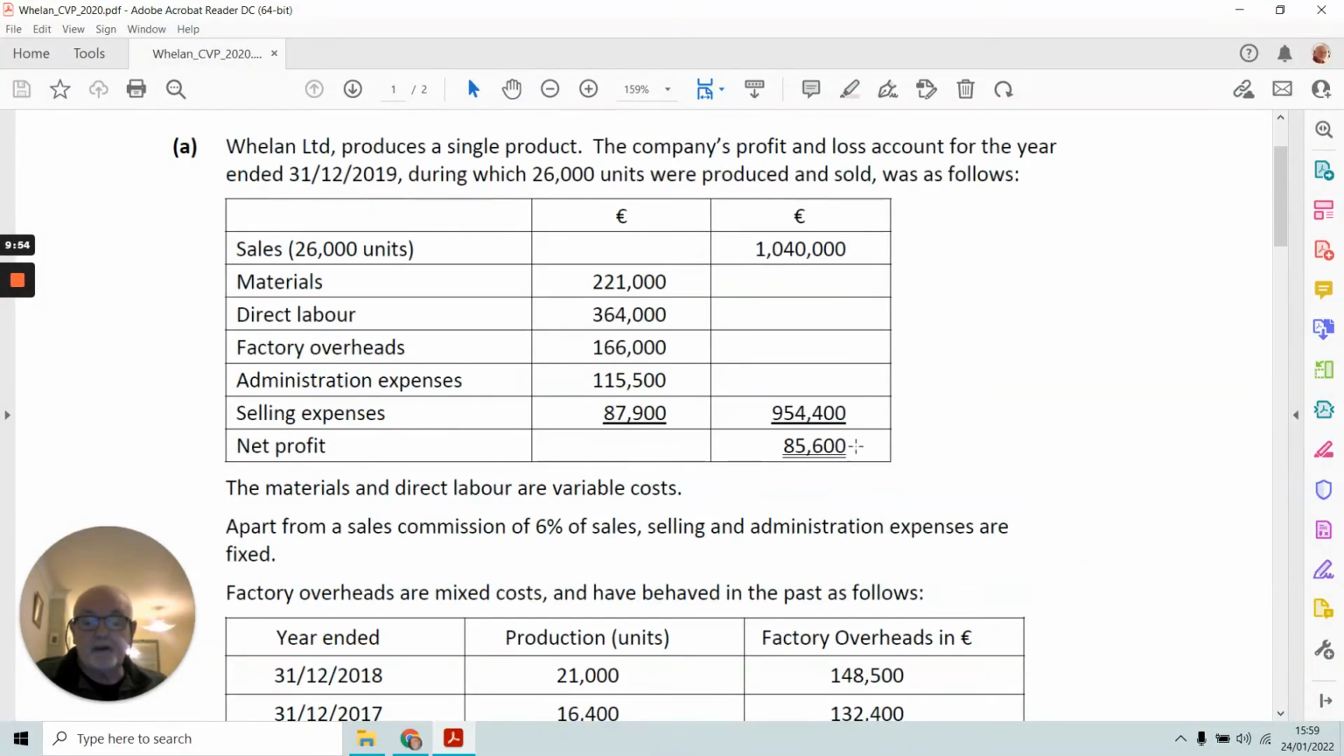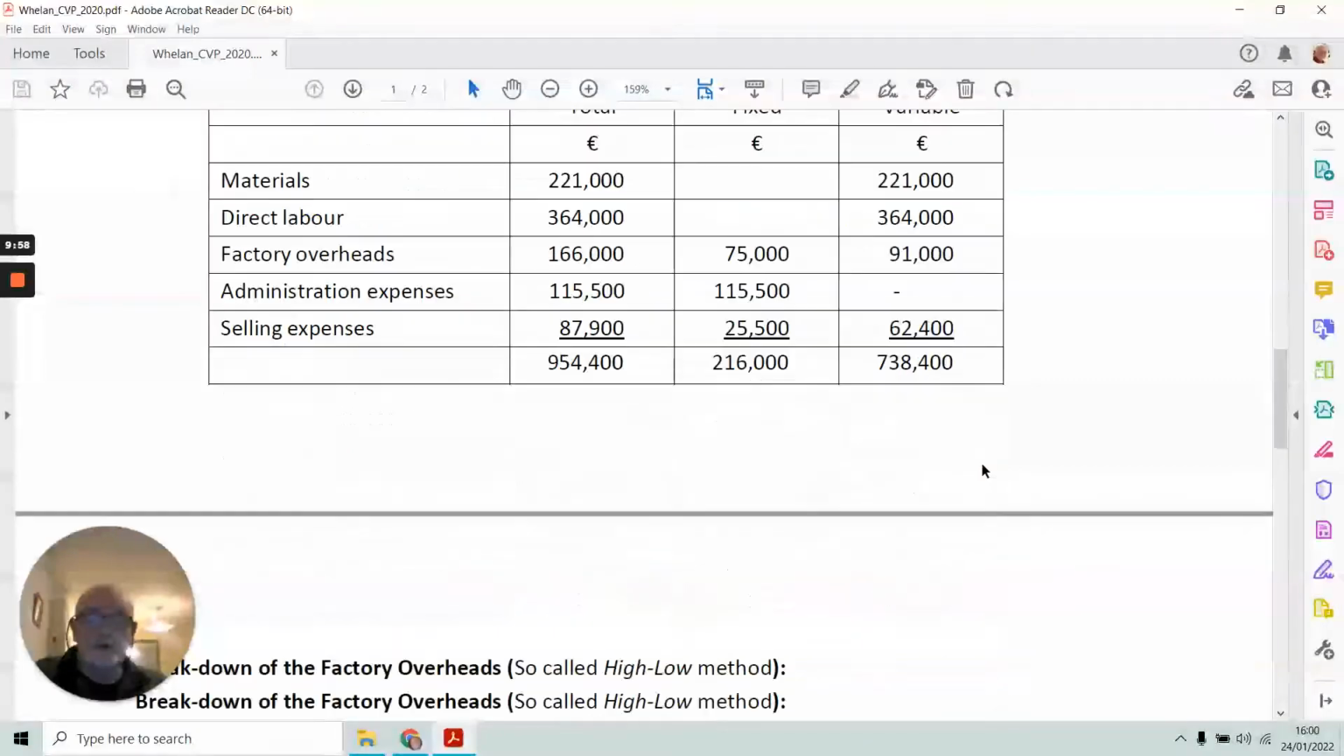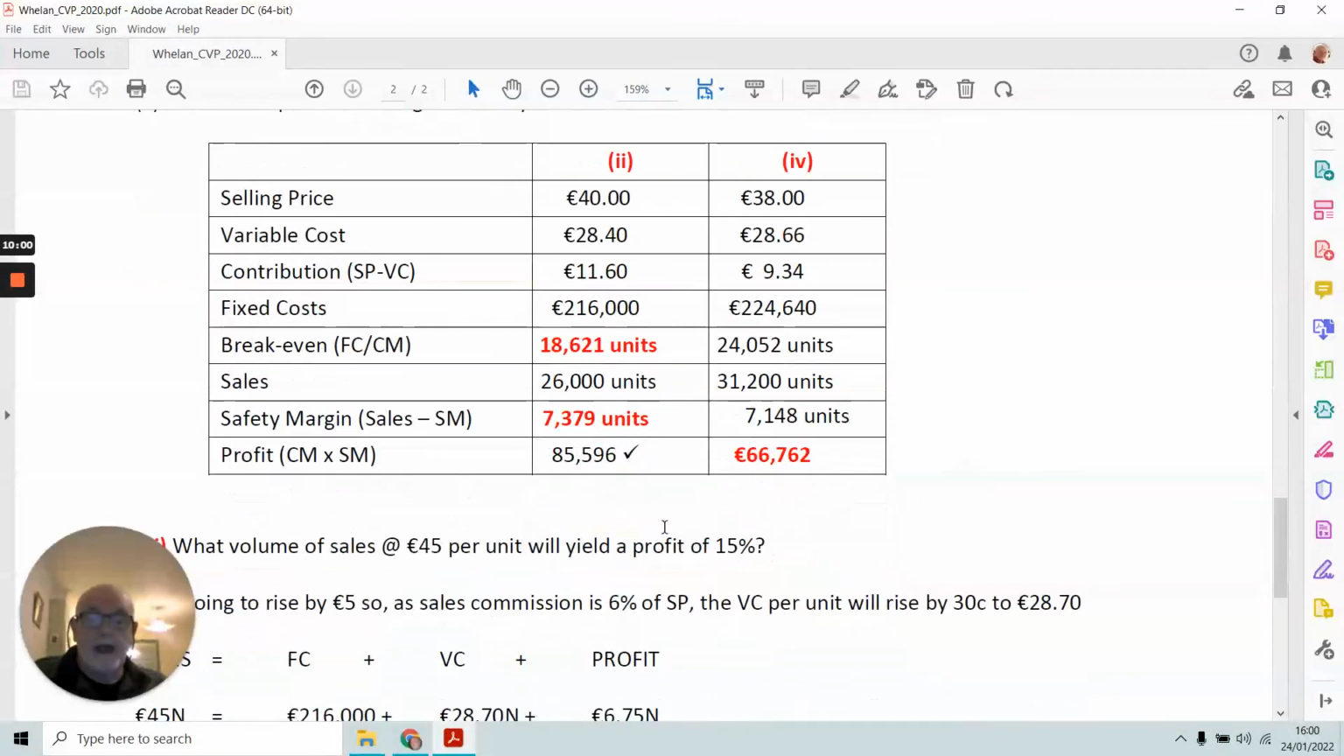Comparing that with our figures up here, where we see 85,600 is our profit. That's what we're showing down here. So we're happy that we're on the right track. Answering the question, of course, break even is 18,621 units and the safety margin is 7,379. That's in units. If they ask us in value, don't forget to multiply by our selling price of €40.